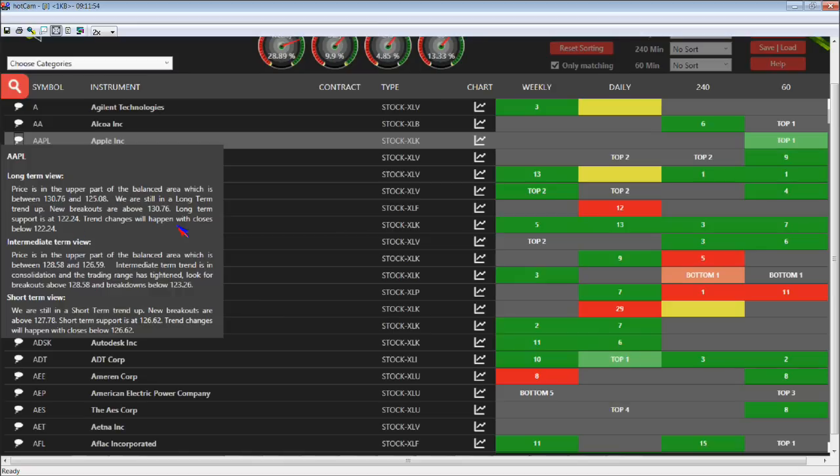helped a lot of folks. Trend changes will happen on closes below 122.24. So that's the long-term view. We've got an intermediate view, and we also have a short-term view.